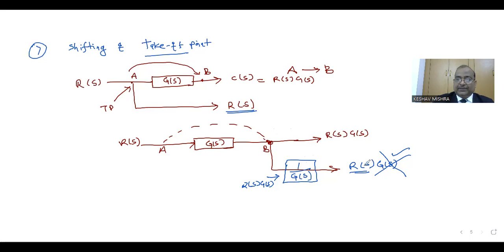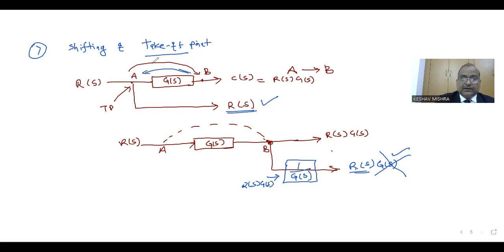So this will give the final output Rs, which was present previously, before the shifting process. So the output should not be changed. The simple concept is that Rs should remain constant in this shifting process. It is also possible to move this takeoff point from B to A.